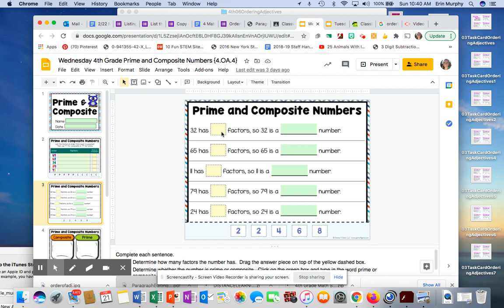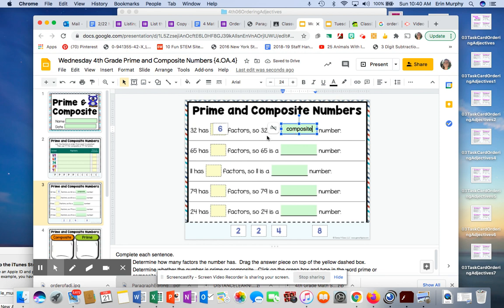Remember, factor pairs and factors are not the same thing. You have to count each individual factor. So there'll be 6 factors. So I'm going to click on the 6 and move it up here. And since there are 6 factors, I know that 3 or more means it's going to be composite. So I'm going to write composite. If you don't know how to spell composite, you can just write C, or you can write P for prime. It doesn't matter to me as long as I can tell that you know what you're talking about.